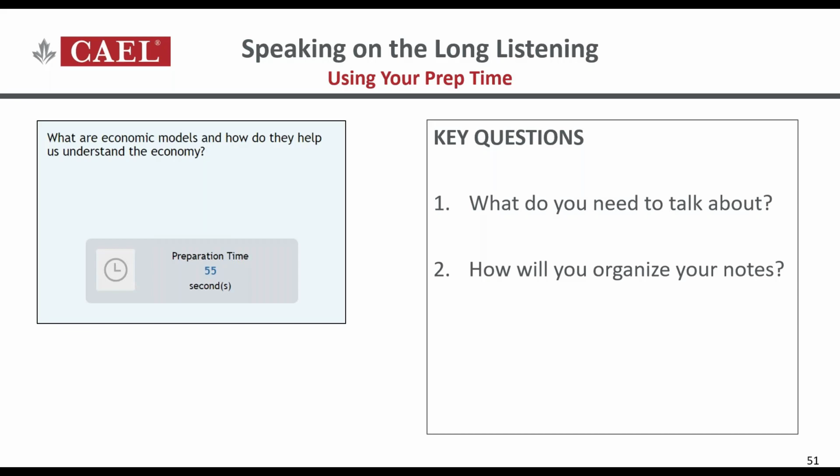What about question number 2 here? How will you organize your notes? Any ideas, anyone? Fabani is saying state the main topic and explain your understanding of it. Okay, yeah, you could definitely make an introduction statement, and I think that's very useful.